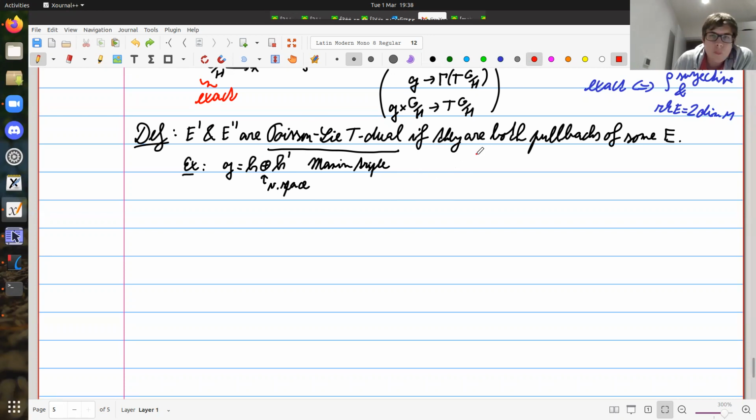Okay, so maybe some more physics-y magic. The reason why people talk about duality in this sense is that if I now draw the corresponding picture, you have this Courant algebroid in the middle, and now you have these two guys which are pullbacks of that.